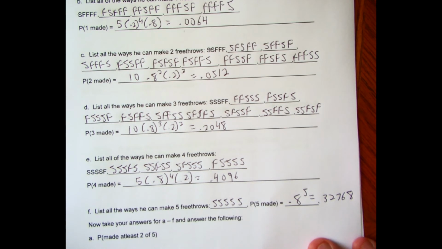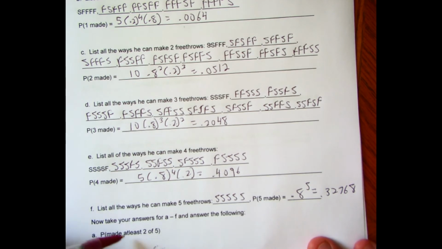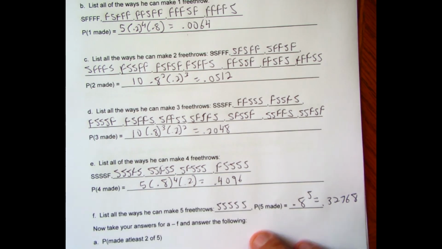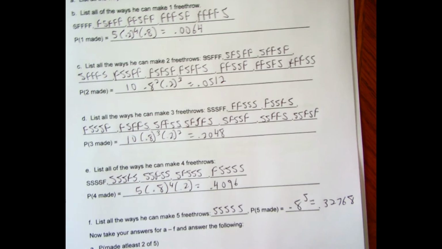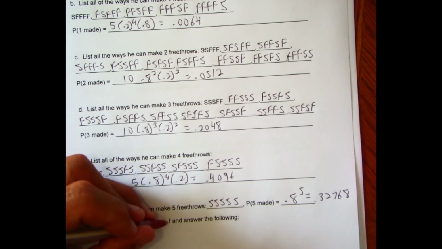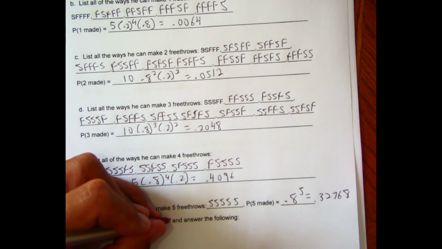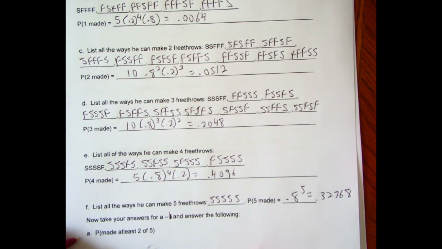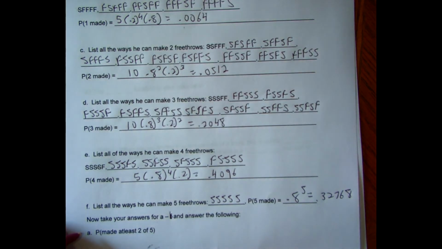So if we knew this, actually we're only going to do A and B. We don't need this, this is A and B. If we wanted to make at least 2 out of 5, then what would the probability be? Well, at least 2 means 2 or more.